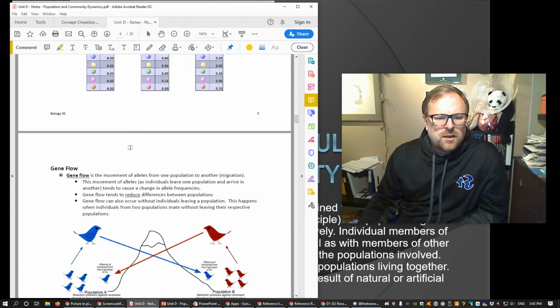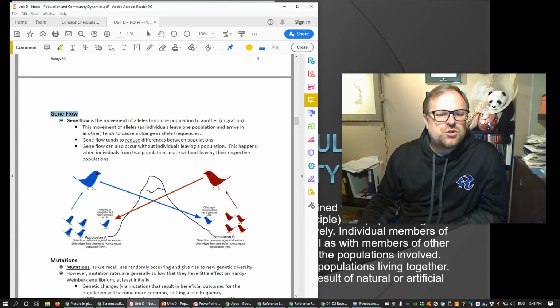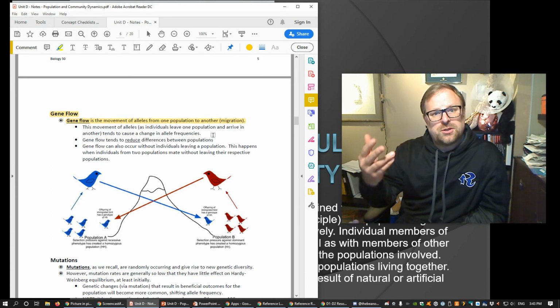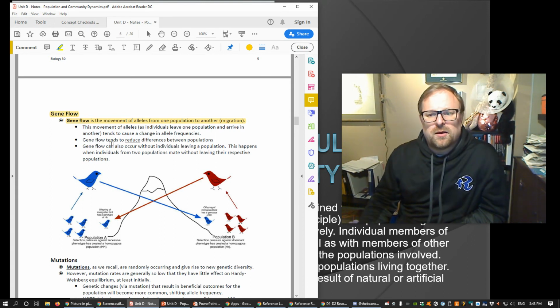Okay, the next kind of thing that can happen is gene flow, and this is the movement of alleles from one population to another, what we call migration. Okay, that can change the gene pool of a population.